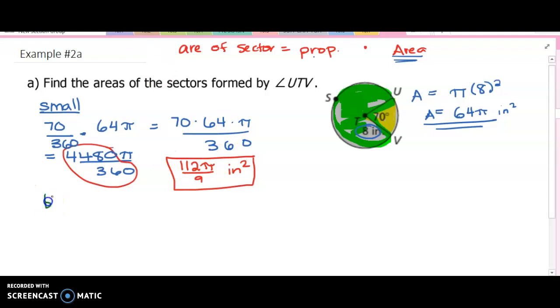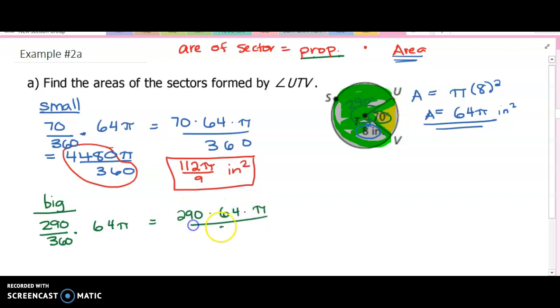All right, now if I want my big sector, okay, here, if this is 70 degrees, guys, this has to be 360 minus 70, so this is just 290. So it's the same process, but here my proportion is 290 degrees out of the entire 360. And I'm just going to multiply that once again by my area. Okay, so it'd be 290 times 64 times pi over 360. And once again, most of you will probably put it in your calculator, which is fine. But if I wanted to make it exact and simplify it, I would get this times this over this.